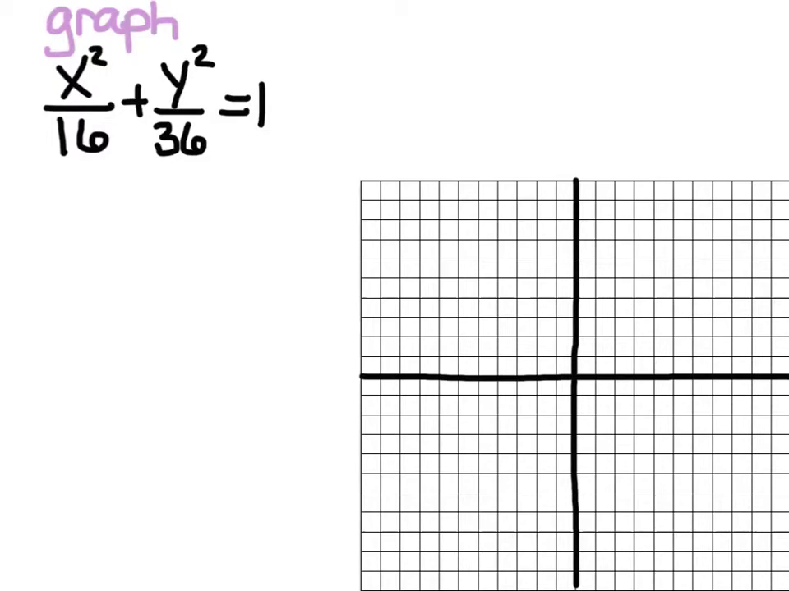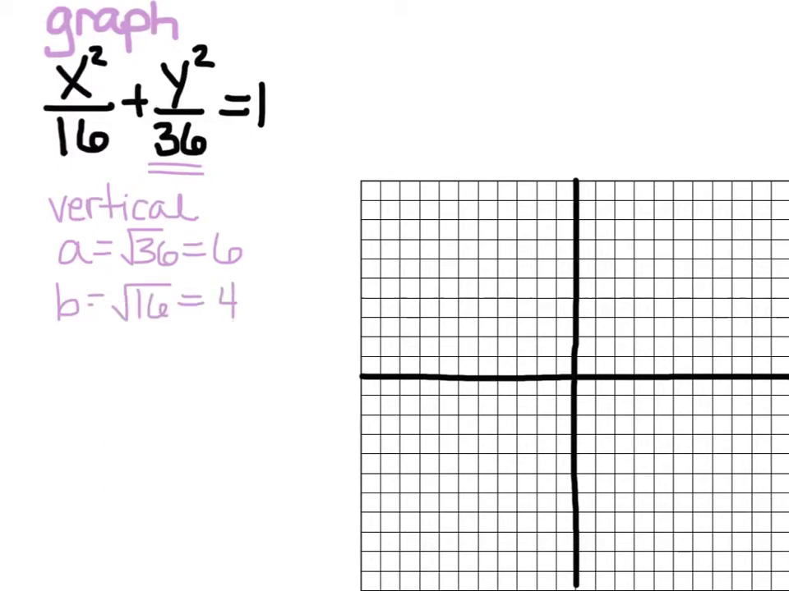So in this example, we want to graph x squared over 16 plus y squared over 36 equals 1. So the first thing we're going to do is decide if it's horizontal or vertical. And we're looking at the bigger number here. So that tells me, because the bigger number is under the y, it's going to be vertical. It tells me that a is the square root of 36, which is 6. And then b is going to be the square root of 16, which is 4.